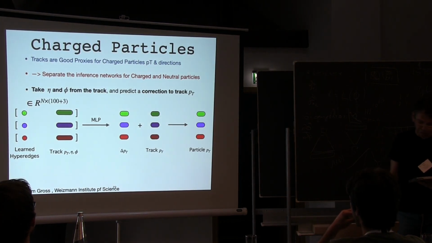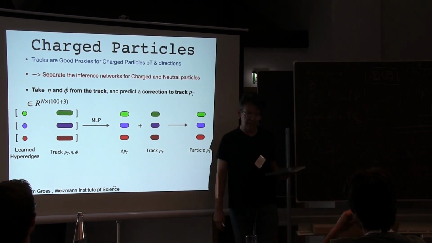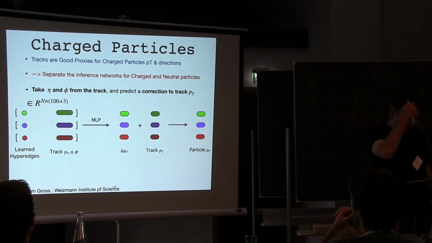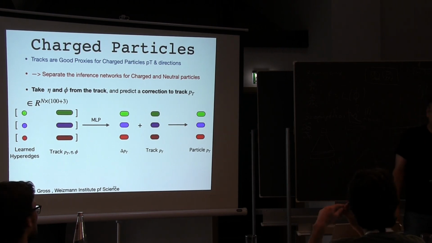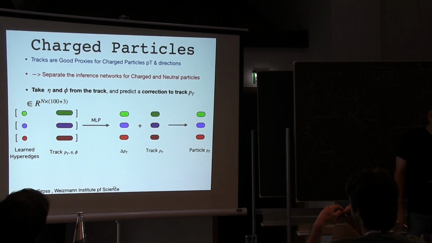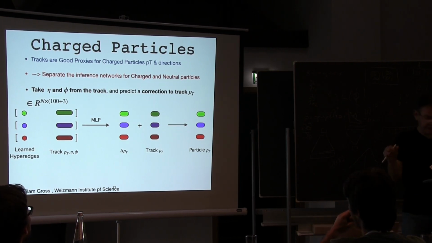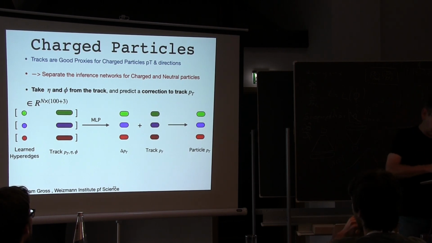So I want to regress the PT of the charged particle. For charged particles, you cannot do much better with eta and phi. You can take eta and phi as is. Tracks are very good proxies for charged particles, very good proxies. So what we do is, we first of all separate the inference networks for charged and neutrals. We do them separately. Because for tracks, we are just interested in the PT. So what do we do? We take the learned hyperedges.